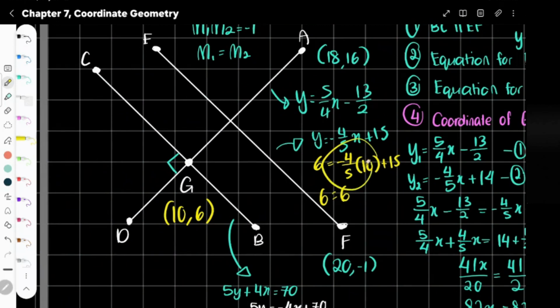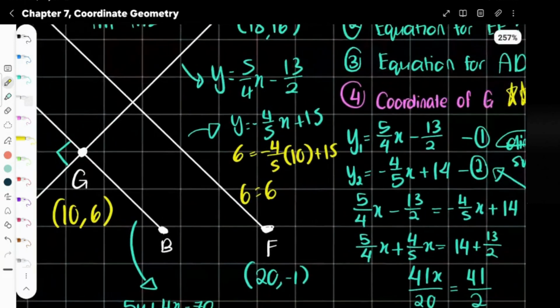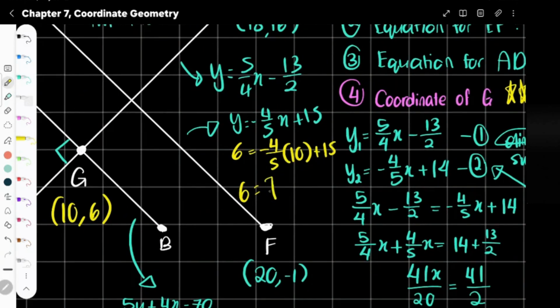Negative 4 over, I forgot. Because this is parallel, right? This is perpendicular, right? So this one will be negative 1 lah, right? But it's correct lah. Am I crazy? I am crazy. You get 7. Why?